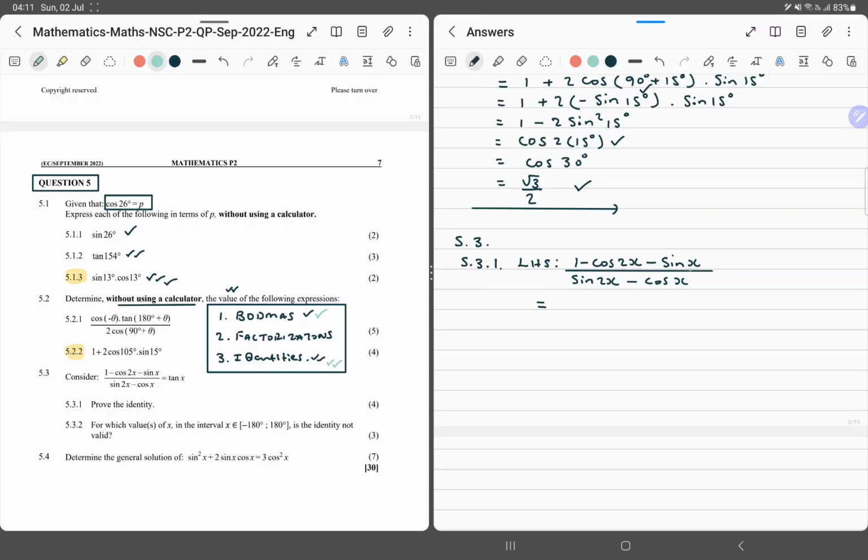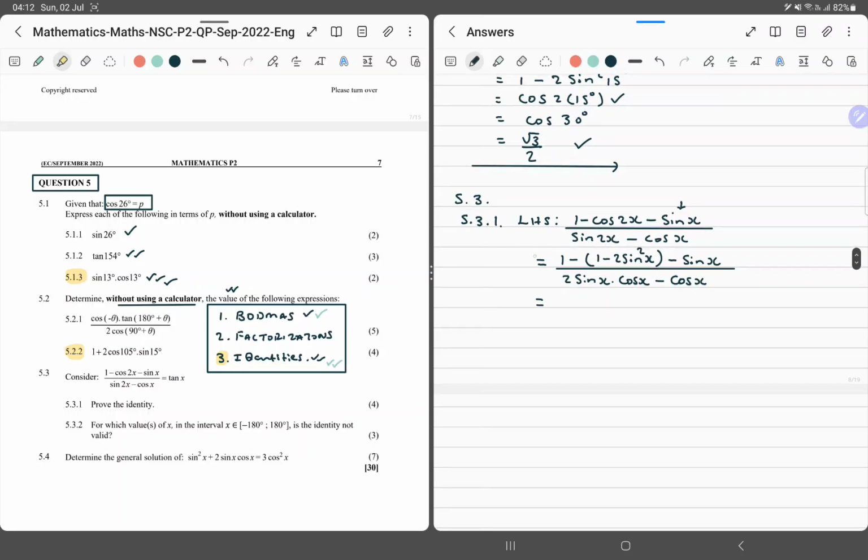When you look here, we don't have any brackets, we don't have any like terms, we don't cancel anything out. So can we factorize? No, we can't factorize anything as yet. Identities, the answer is yes, we can use identities here, because we've got 1 minus the cos double angle identity, but because of this guy sine, we want it to look like it, so it's going to be 1 minus 2 sine squared x, minus sine x, all over, again we've got a double angle identity, so this is going to be 2 sine x cos x minus cos x. Okay, easy stuff.